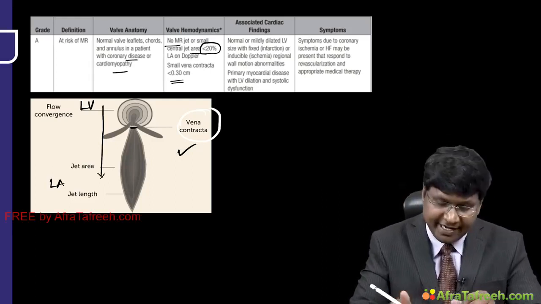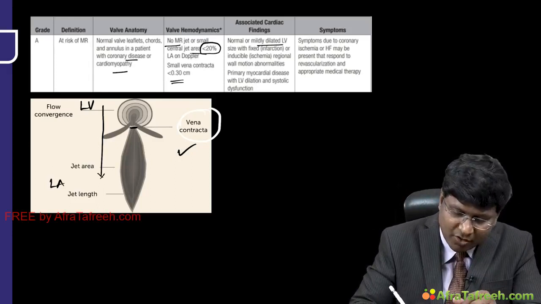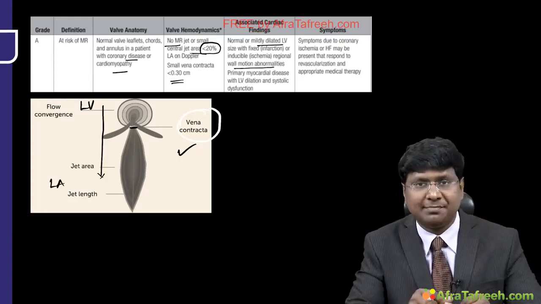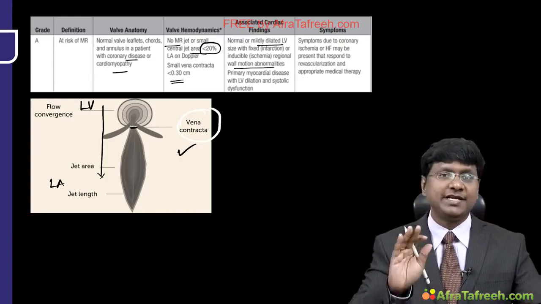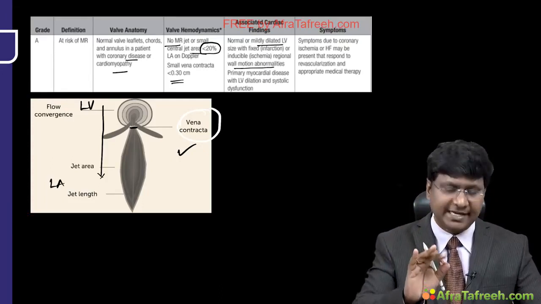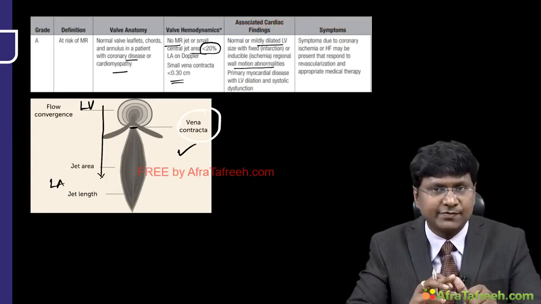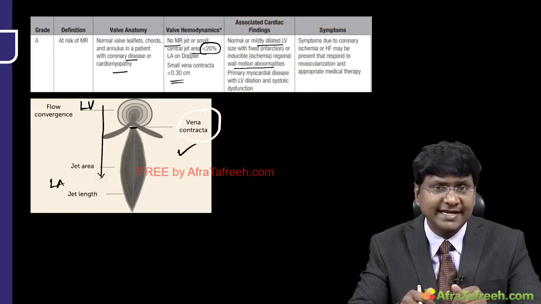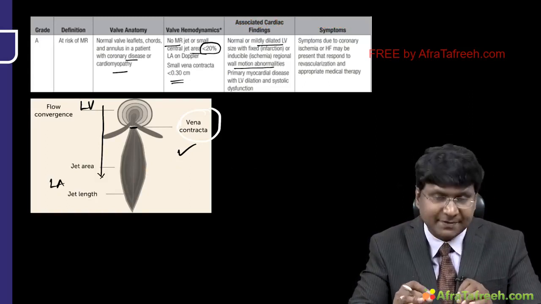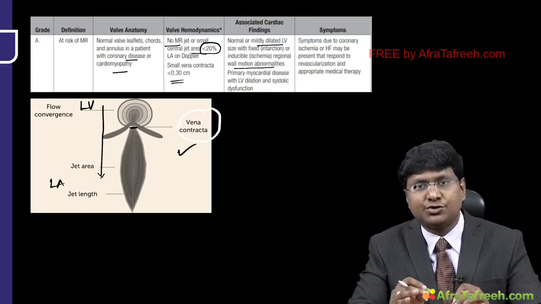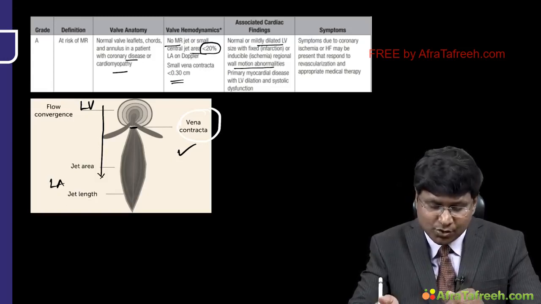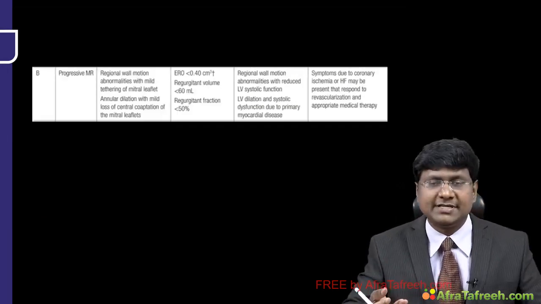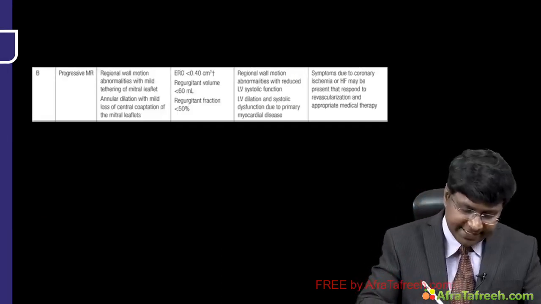Then what will be the cardiac findings? You will observe that there is normal or mildly dilated LV size with fixed or regional wall motion abnormality. Okay. So this will be the associated cardiac finding. So what is very, very important to call it as at risk of MR? The individual should be having risk factors like coronary artery disease or dilated cardiomyopathy, and the regurgitant jet should be occupying less than 20% of the LA, and vena contracta should be less than 0.3 centimeters. And the associated cardiac finding is that there will be mildly dilated LV size. Then these individuals will have the symptoms due to coronary artery disease or the dilated cardiomyopathy.